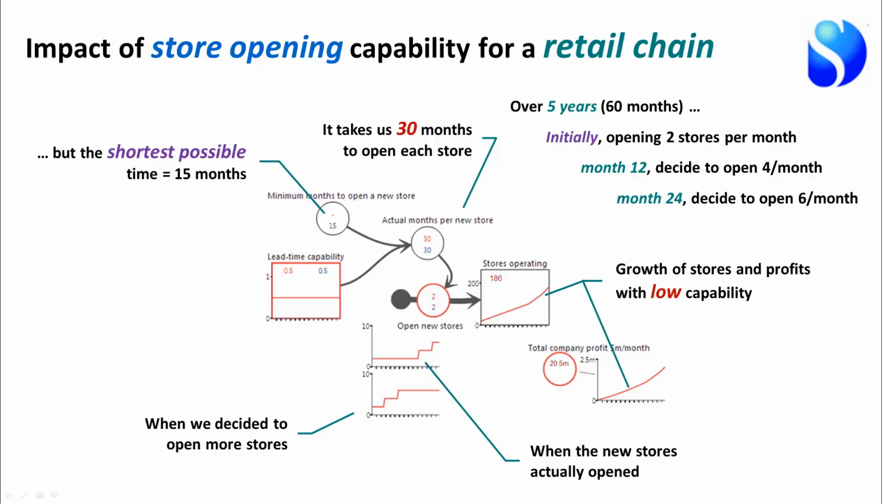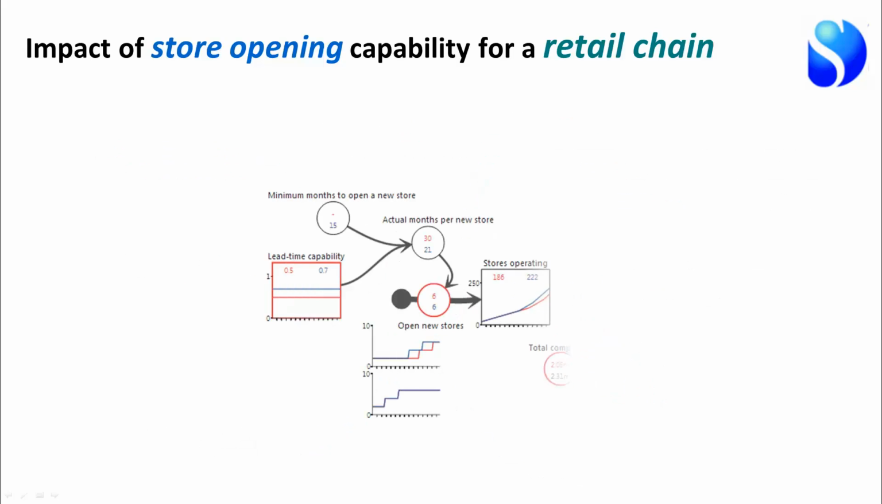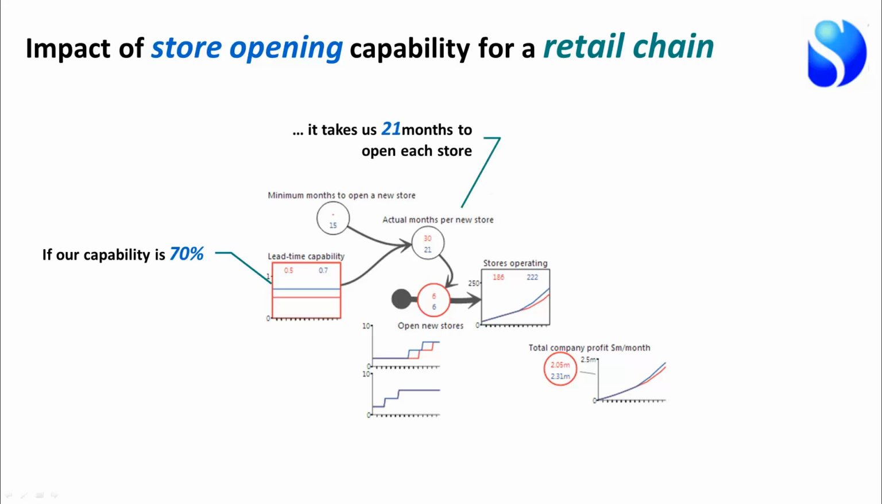The ratio between the 15 months it could possibly take and the 30 months it actually takes is 2 to 1. So that implies that our store opening lead time capability is only 50% of what it could be. Could we do better than this, and how much difference would it make? Well, in this scenario, in the blue, our capability is now 70%. It only takes us 21 months to open each store rather than 30 as it was before.